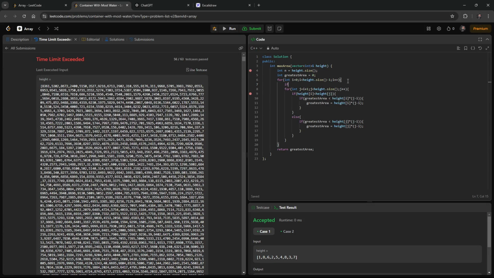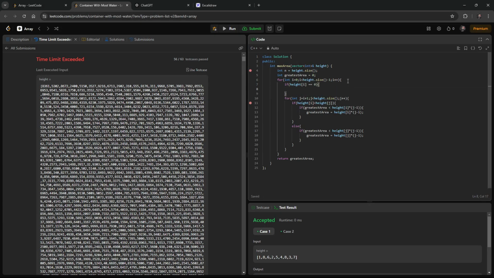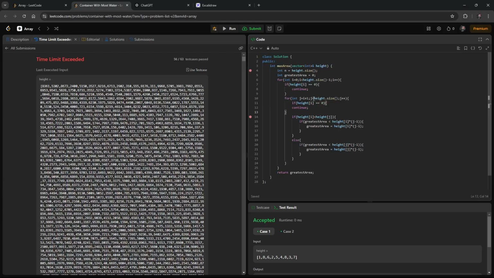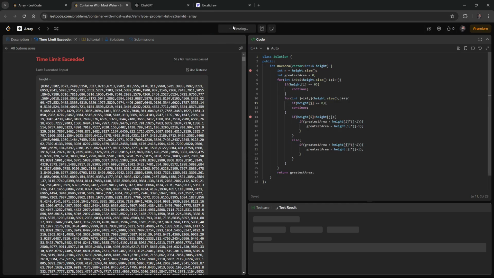What I can do is, if let's say height i equals 0, then simply continue this iteration. If it is 0, then it doesn't matter if we multiply each time or not, as multiplying something with 0 is always 0, which we could do here too. If height j equals 0, then simply continue. Let's try this again.